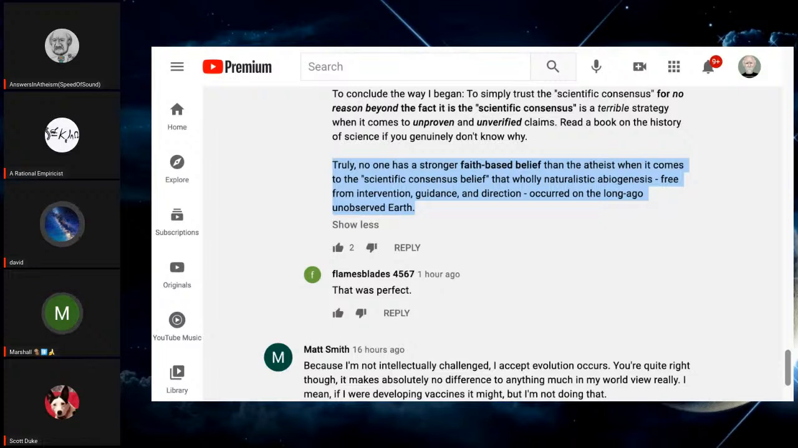So, another thing is, I don't know, has it ever happened where there was a scientific belief and then it was disproven and then later on it was reaccepted?